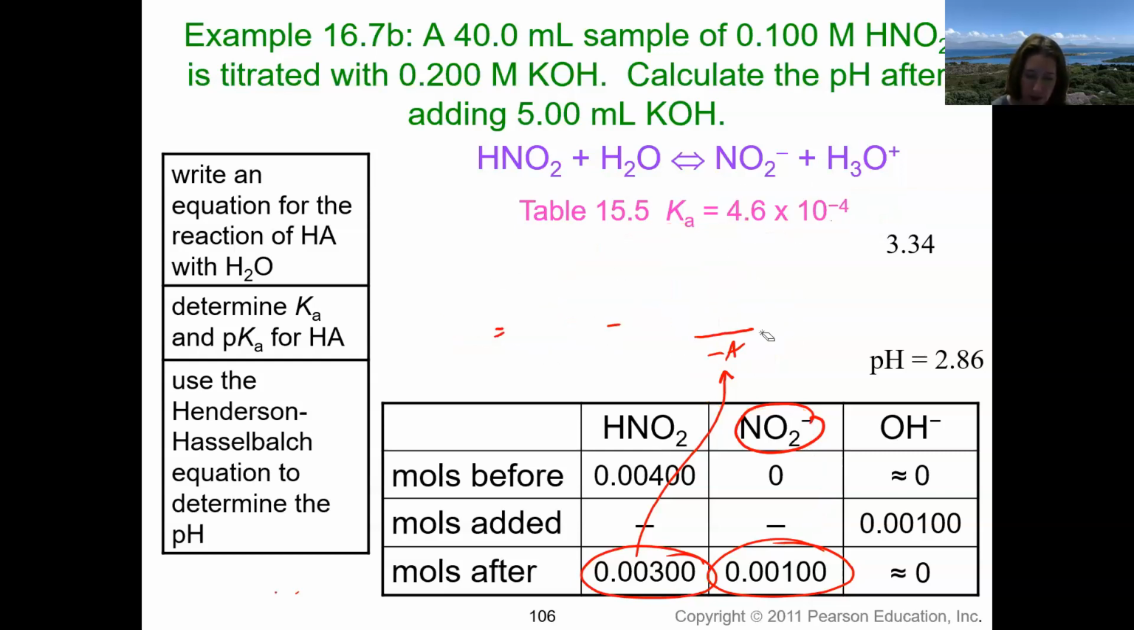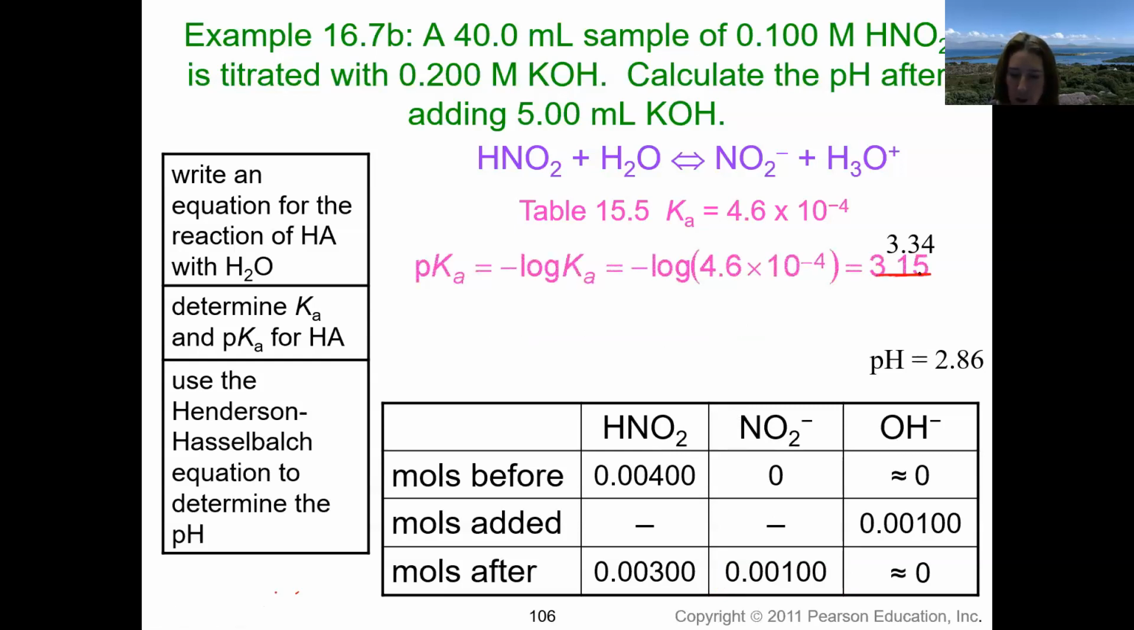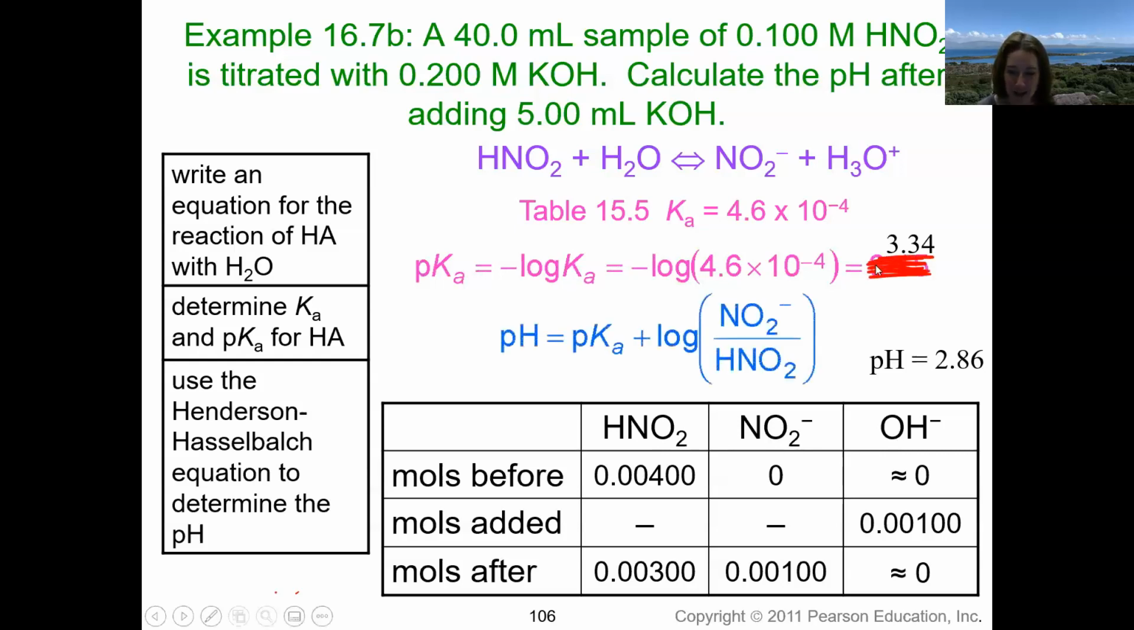So when I do my pKa, for some reason, I calculated this wrong and I can't fix it. It's not 3.15, it's 3.34. And then when you do the pH, you get 2.86 when you plug it all in.